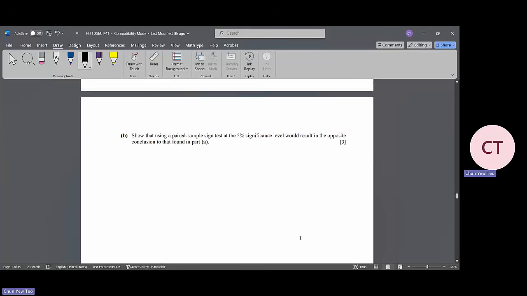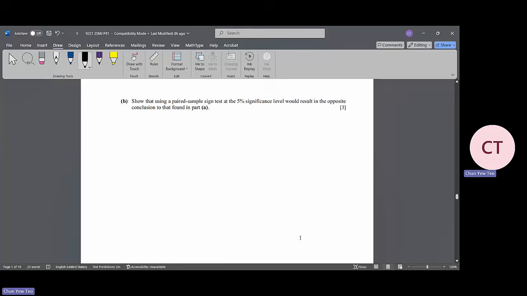So now move on with the B. Show by using the paired sample sign test at 5% significance level whether the result would give the opposite conclusion to that found in part A. So that means we want to use a sign test and to show that the result is opposite.